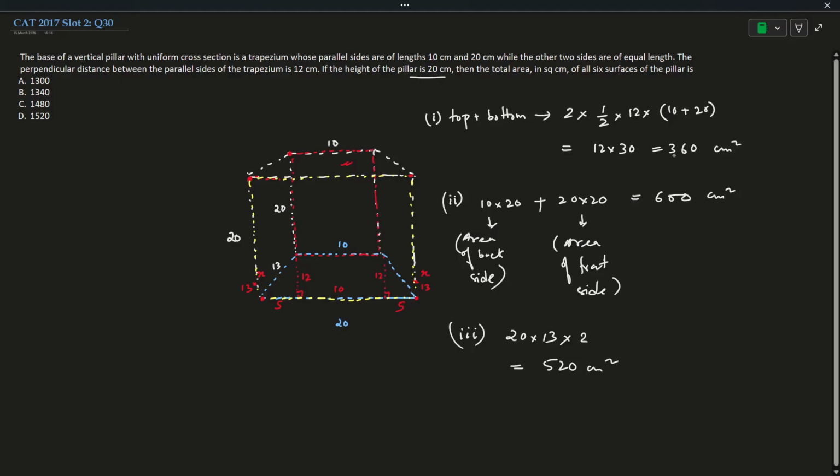So what is the total area? 300 plus 600 is 900, 900 plus 500 is 1400, 1460, 70, 80. So 1480 centimeter square is the answer. So the correct answer will be option C.